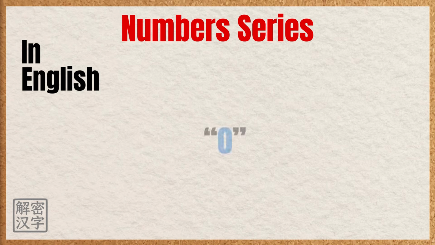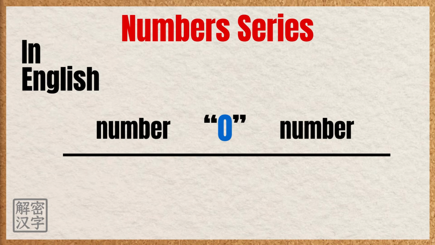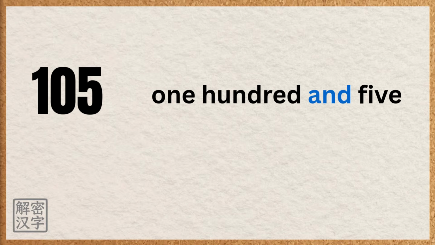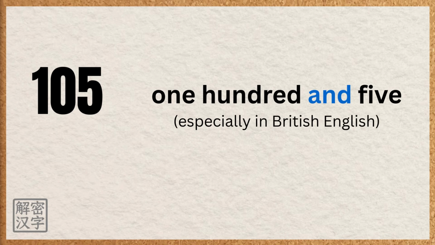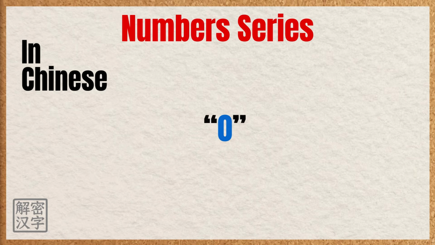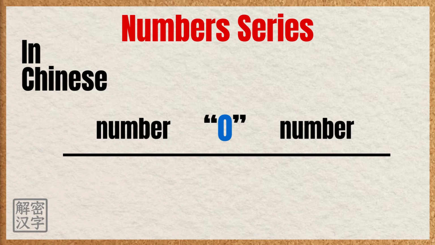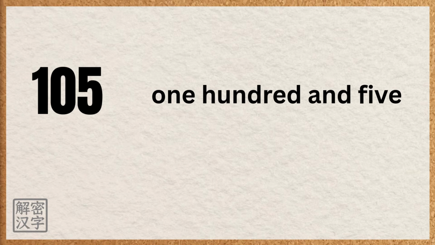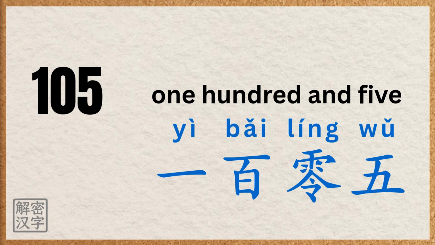In English, when a 0 appears in the middle of a number, we often use "and" when reading it aloud. For example, 105 is read as "one hundred and five", especially in British English. In Chinese, when there's a 0 in the middle of a number, we use a special linking word to bridge the gap, and that word is ling. For example, 105 is yi bai ling wu.